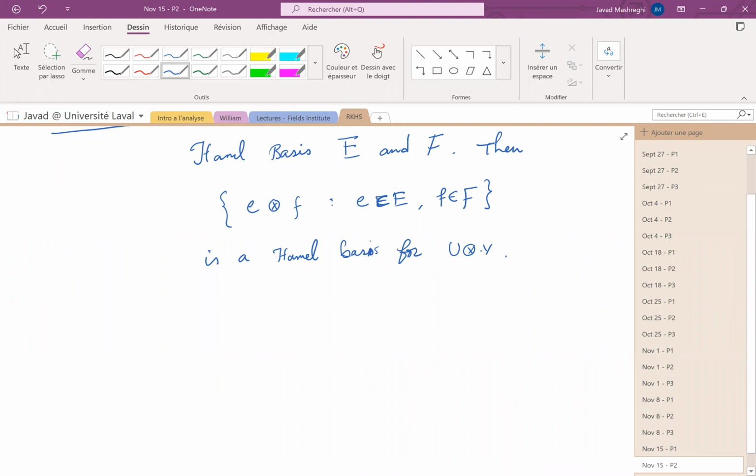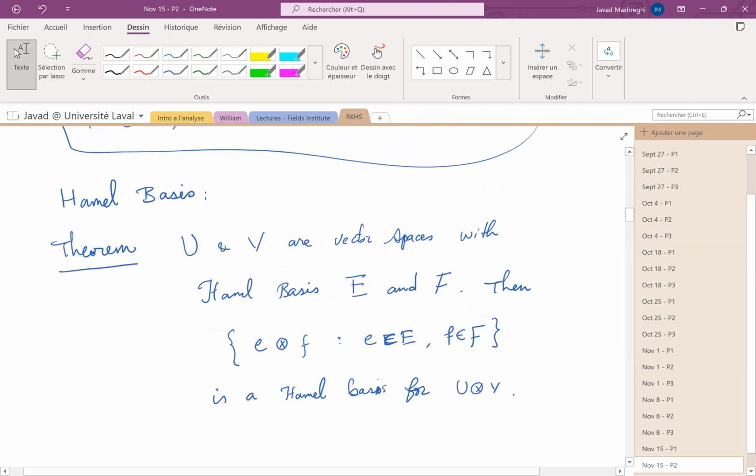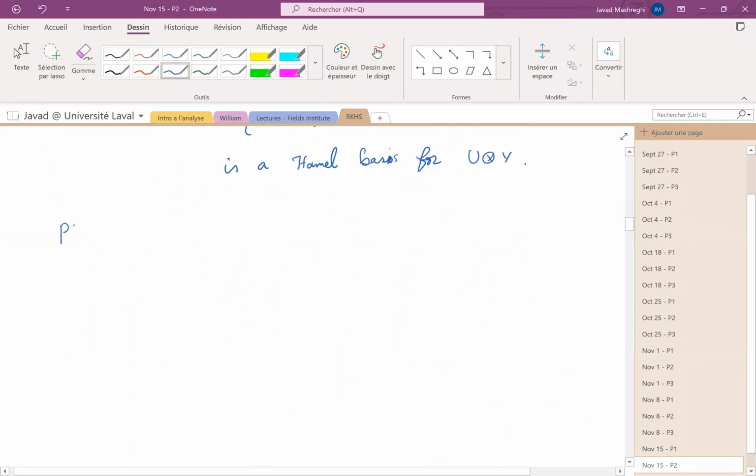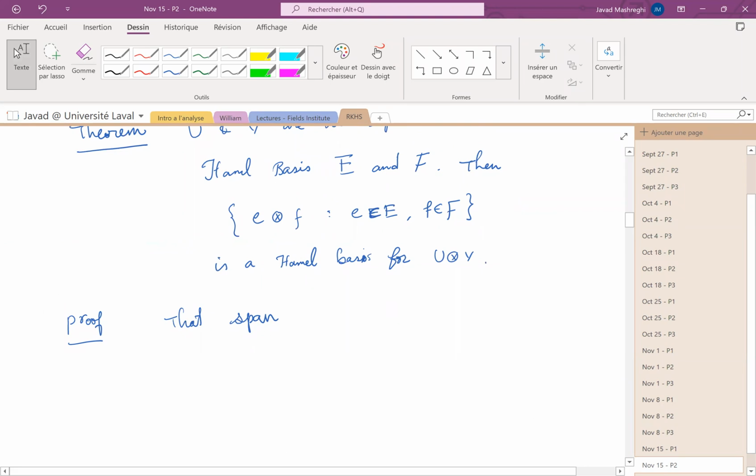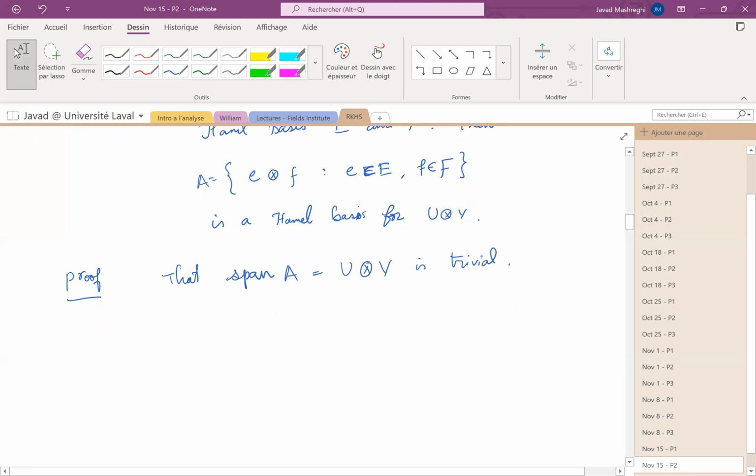Based on what we discussed up to now, we know that this set spans the whole space. So the question is about being independent. So proof. That the span, let me call this set A, there's no notation for that. That the span of A is equal to U tensor V is, well, I say trivial for us because we have discussed a lot about it. The question is about being independent.